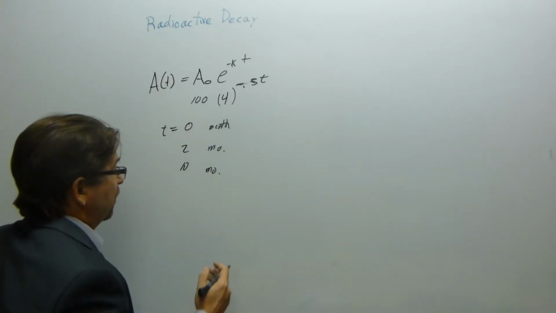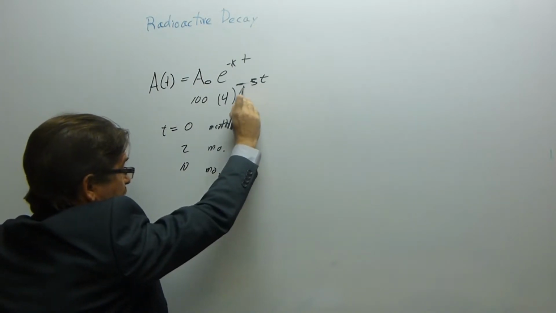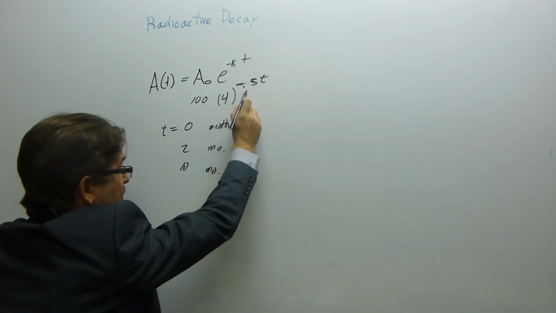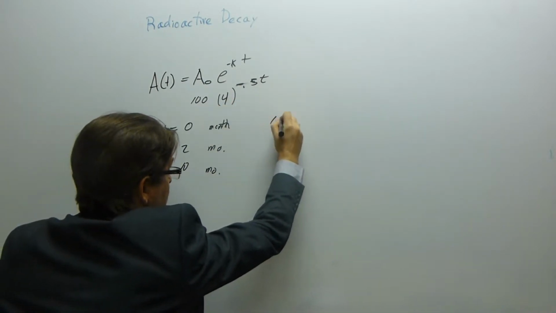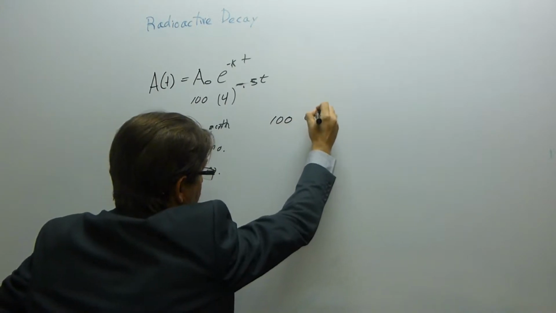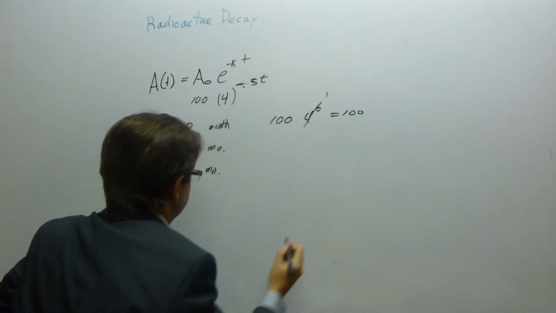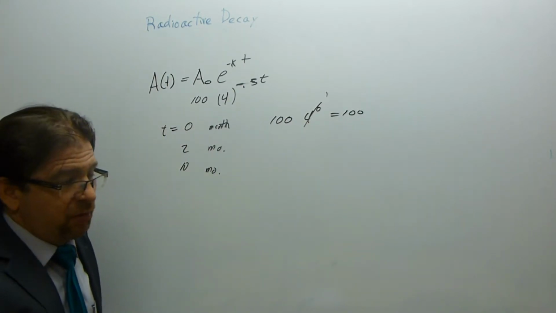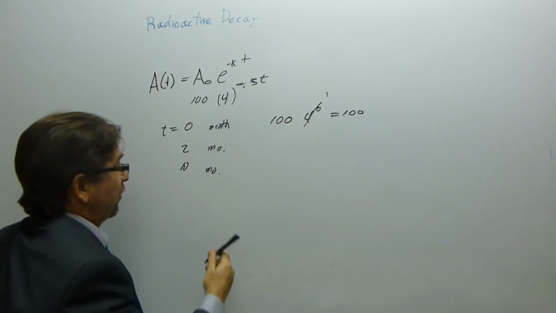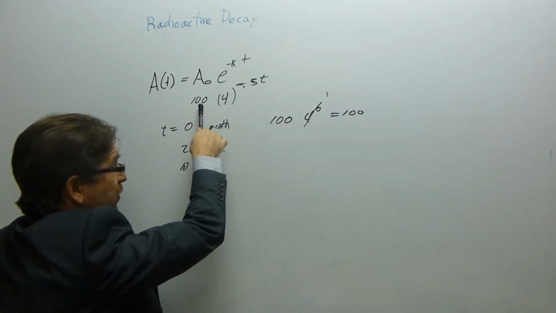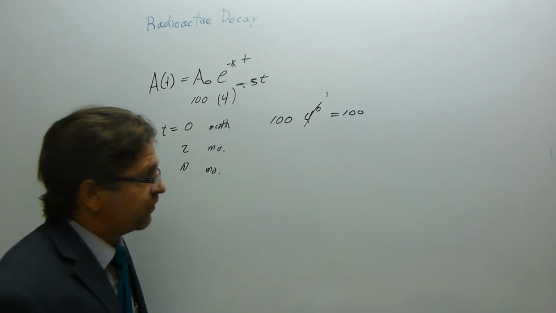Okay, so you'll notice for 0 months, we put 0 in. 0 times negative 0.5, we get 0. 4 to the power of 0 is 1, so we get 100 times 1, which is 100. So the amount we start off with is the amount we start off with. In this case, this was 100 grams of whatever material. We have 100 grams left at time 0.